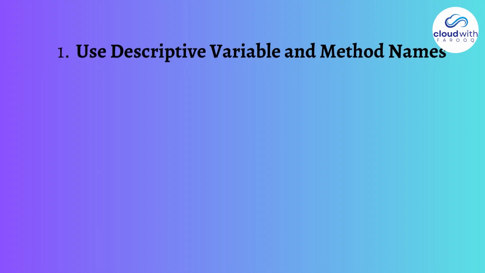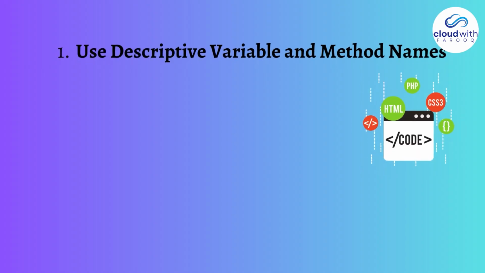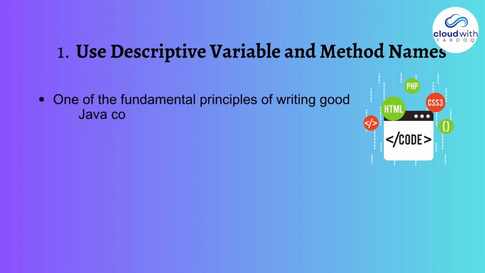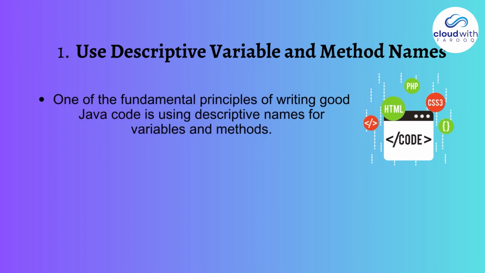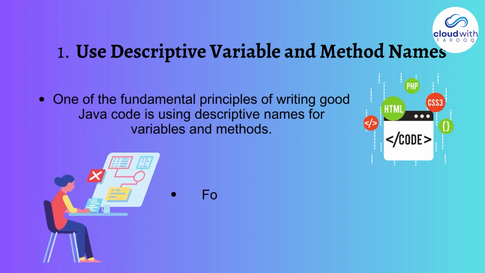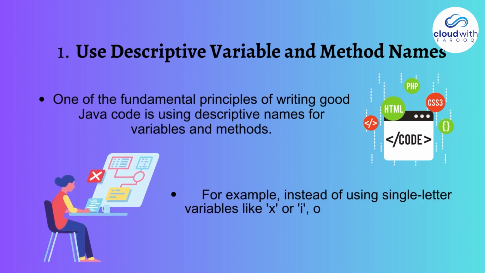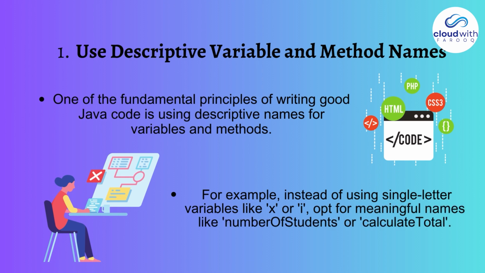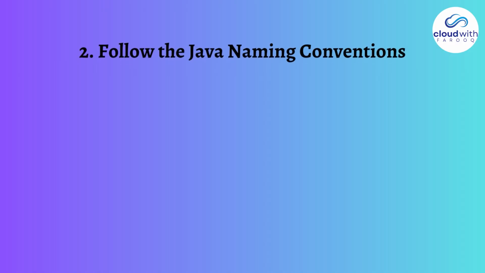Number 1. Use descriptive variable and method names. One of the fundamental principles of writing good Java code is using descriptive names for variables and methods. For example, instead of using single-letter variables like x or i, opt for meaningful names like numberOfStudents or calculateTotal.